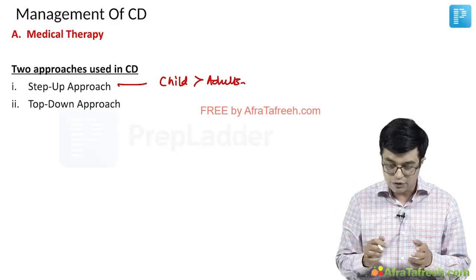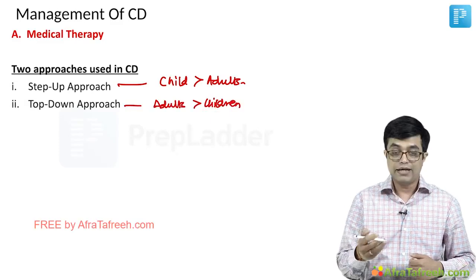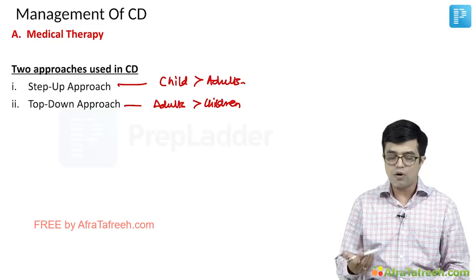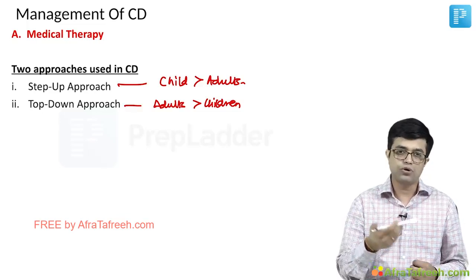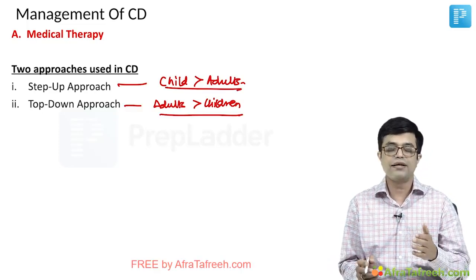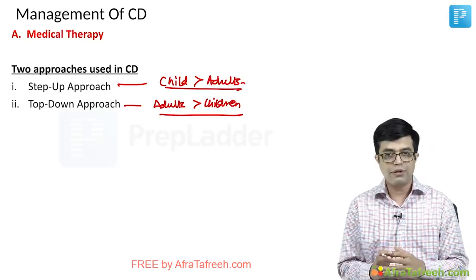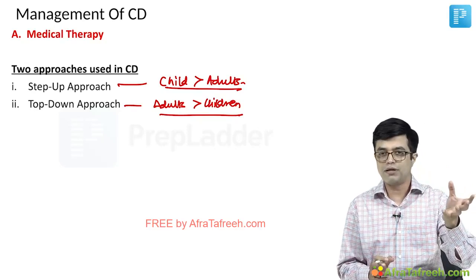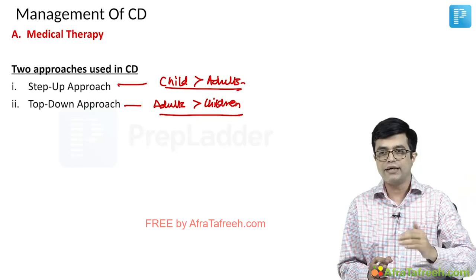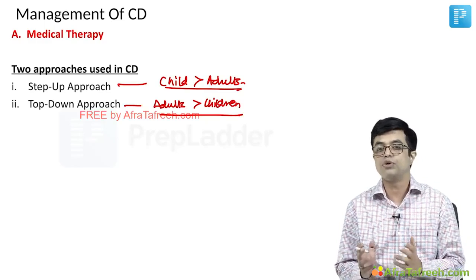The second is the step-down or top-down approach, which is more commonly used in adults compared to children. Having said that, there are certain pediatric gastroenterologists who are more comfortable with the top-down approach even in children. No one approach is better than the other. When we say child more than adult, or adult more than children, this is related to the general usage of these approaches. In the top-down approach, you start with the strongest agent possible, like infliximab, induce remission, then you come down to 5-ASA. For intermittent relapses, you give steroids SOS. That is called the top-down approach.